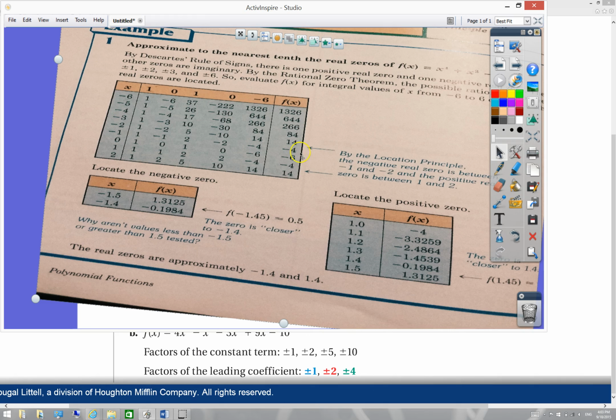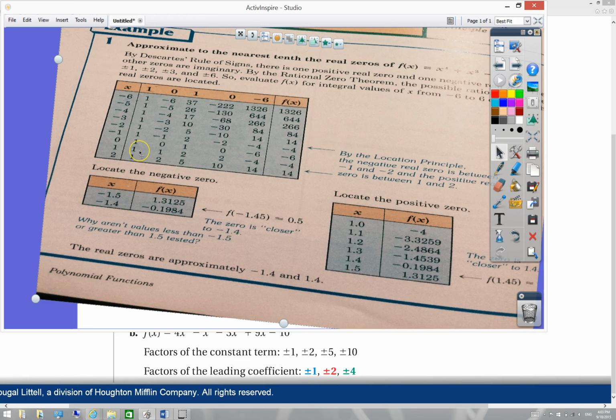Okay, now they keep going. Like I said, they didn't have to check all these numbers, but they did. And when they got to +1 and +2, notice that the function values were -4 and +13. Again, if the function changed sign in between 1 and 2, that means there was a 0 in there. So that's why they stopped.